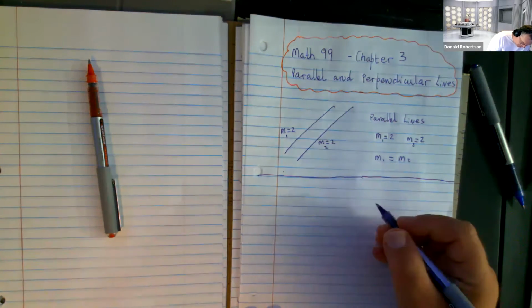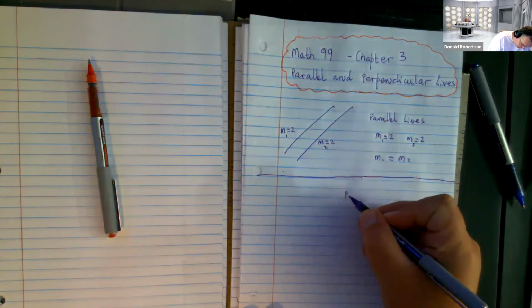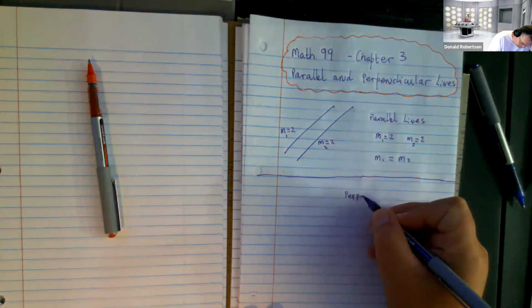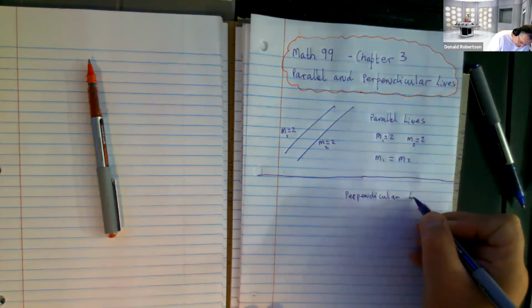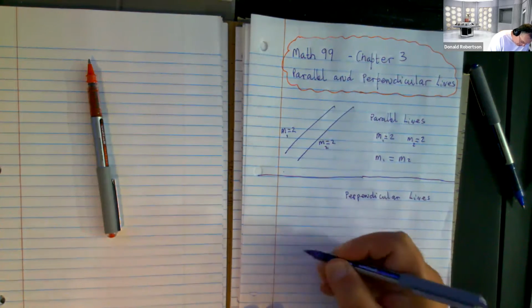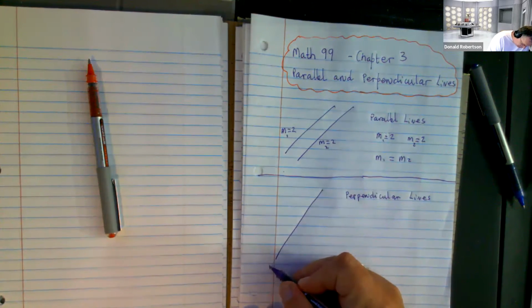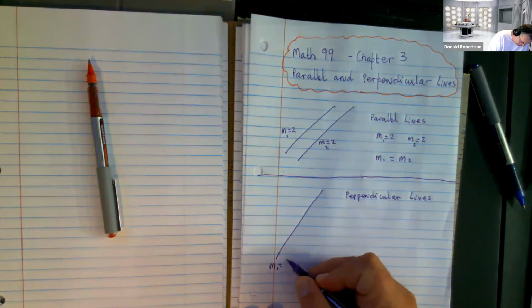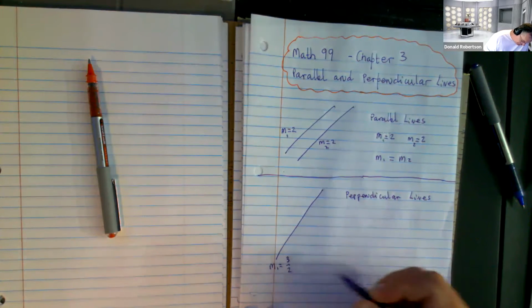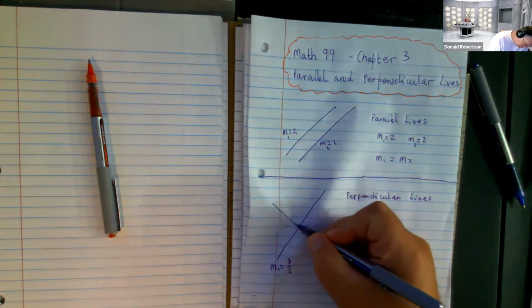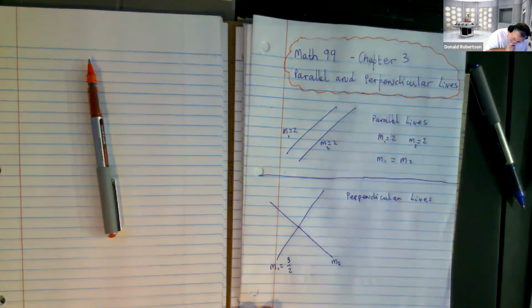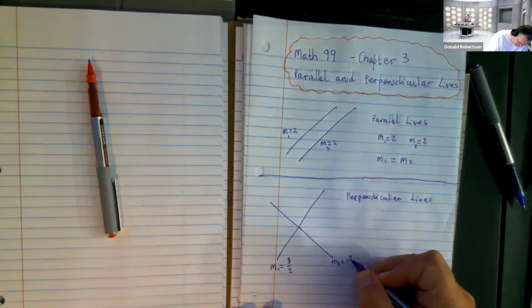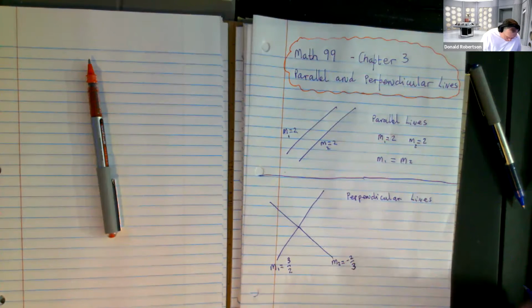Now, the other kind of lines are called perpendicular lines. Now, a little bit trickier. Can you imagine this is my first line, M1, and let's say its slope is 3/2. And if you want a line that's perpendicular, let's say this line here, call this line M2, its slope could be -2/3.